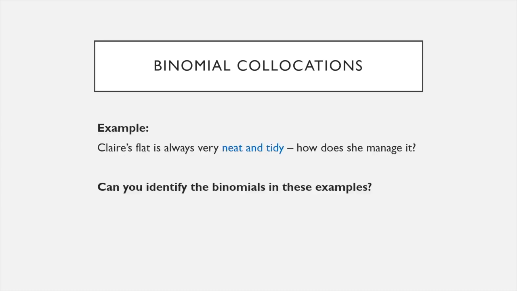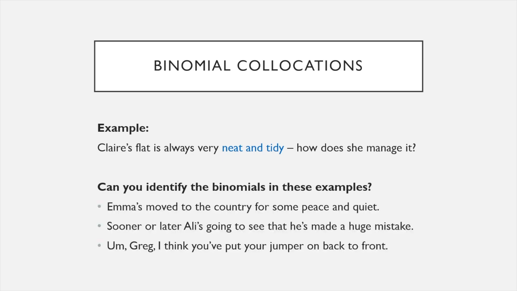A good example of a binomial is neat and tidy. So these are 2 adjectives that are joined by the conjunction and. So let's take a look at 3 more sentences. Can you identify the binomials in these examples? Press pause on the video and then play again when you're ready to review.